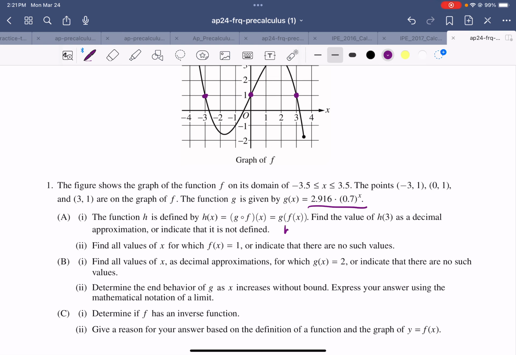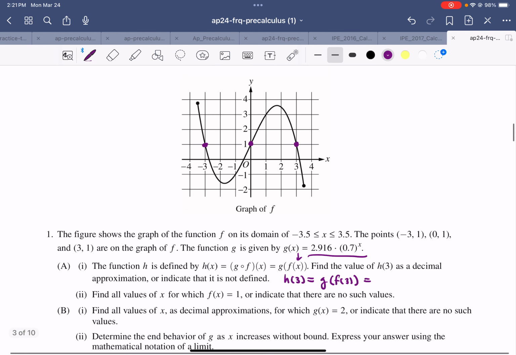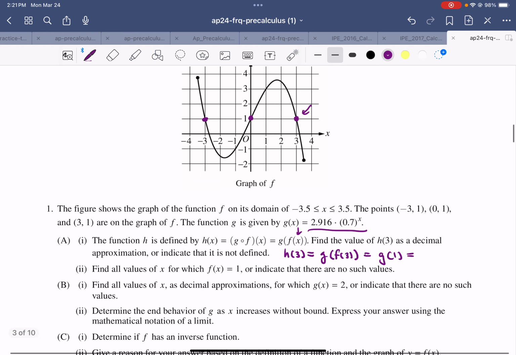Okay, so h of 3. You simply plug in 3 here, right? So g of f of 3. Okay, so f of x is the graph of f there. So f of 3 is right here. That y value is 1. So when you substitute 1 instead of f of 3, now g of 1. So 1 will now be the x value.